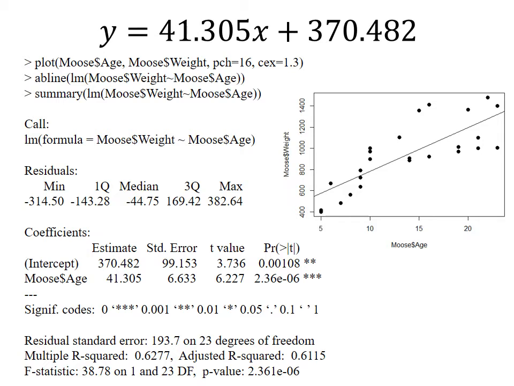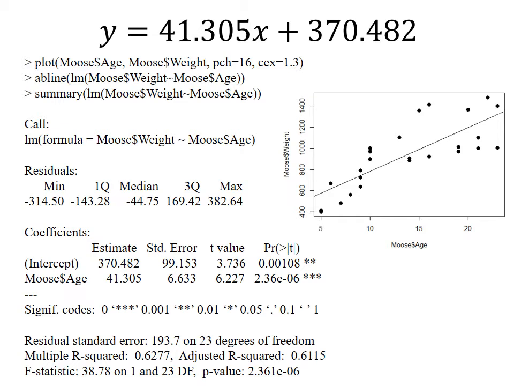When I just use the straight-out plot command, plot(moose$age, moose$weight), it's putting age, the first thing, on the x-axis, and weight, the second thing, on the y-axis. When I fit a linear model, I want to put the y first. It's saying this is being caused by that. So that tilde, again, that's that character in the upper left part of the keyboard there.